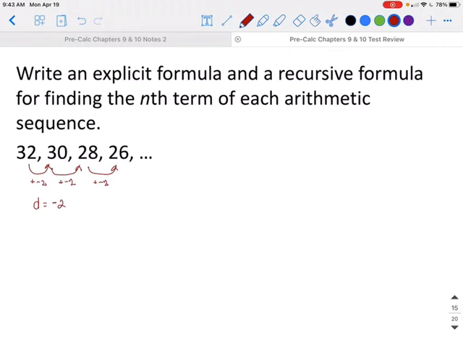So if we write the recursive formula first, that means you're going to take your previous term, and then you're just telling me what you're doing to it. So you're taking your previous term, and we are subtracting 2. When you write a recursive formula, you do have to tell me what that first term was, where a sub 1 was 32.